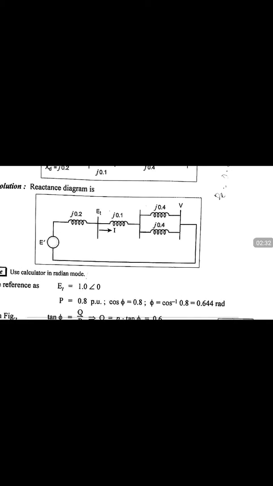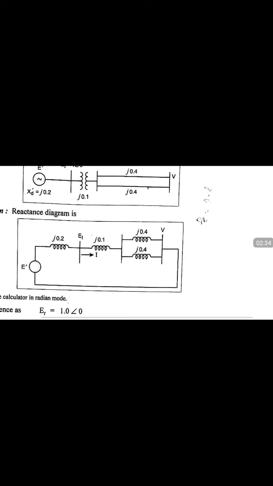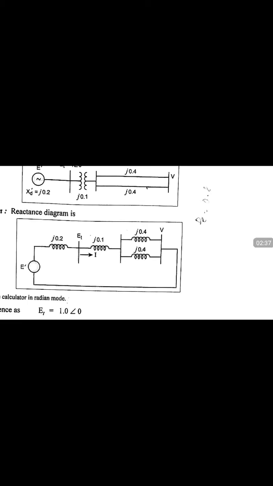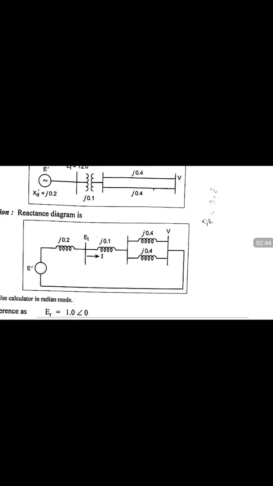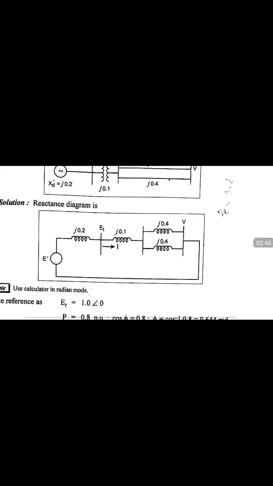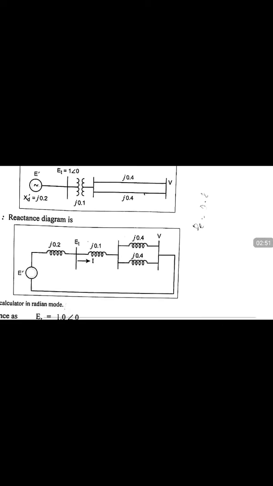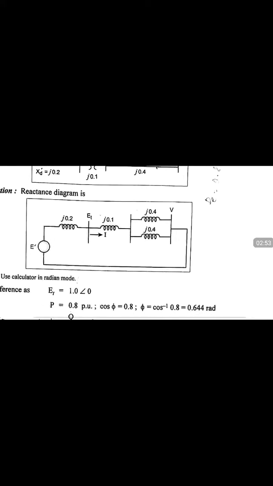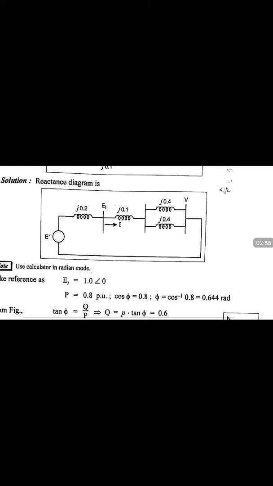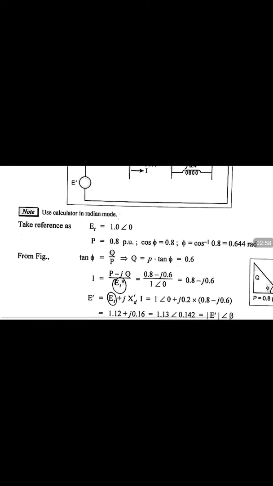So E dash is unknown to us. E dash is connected with the generator reactance, that is j0.2, and from the j0.2 we have Et. From the terminal voltage, this current is circulating, and the transformer reactance is j0.1, which is given in the problem. The transmission line is two parallel transmission lines, each having j0.4, and at the end of the transmission line we have the infinite bus. Its voltage is V at angle 0. Here we have to use our calculator in radian mode.